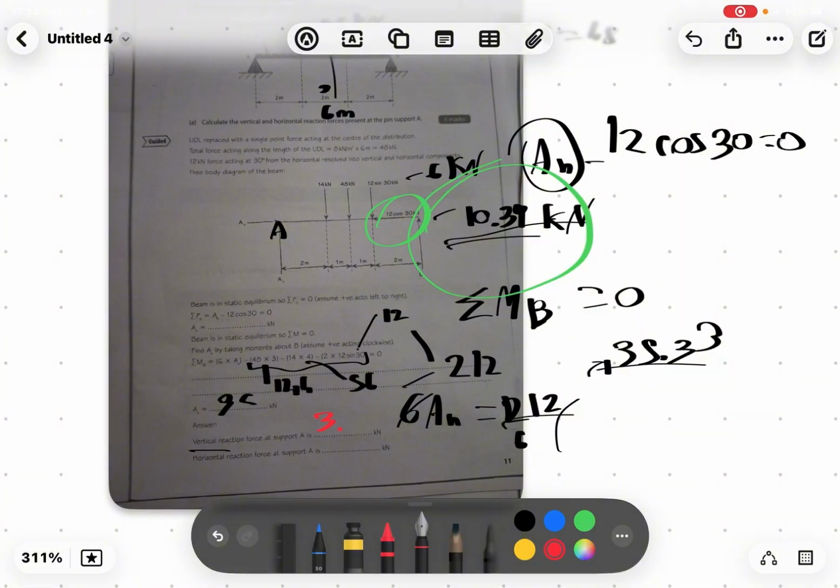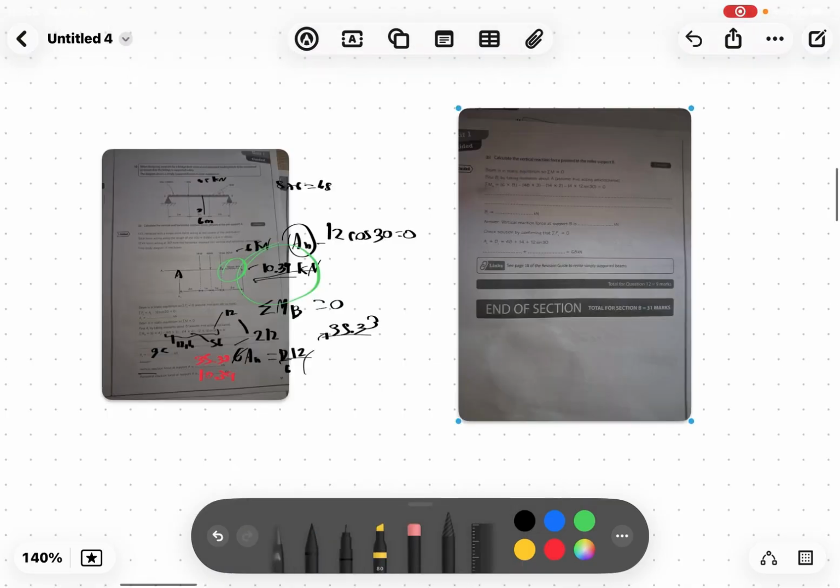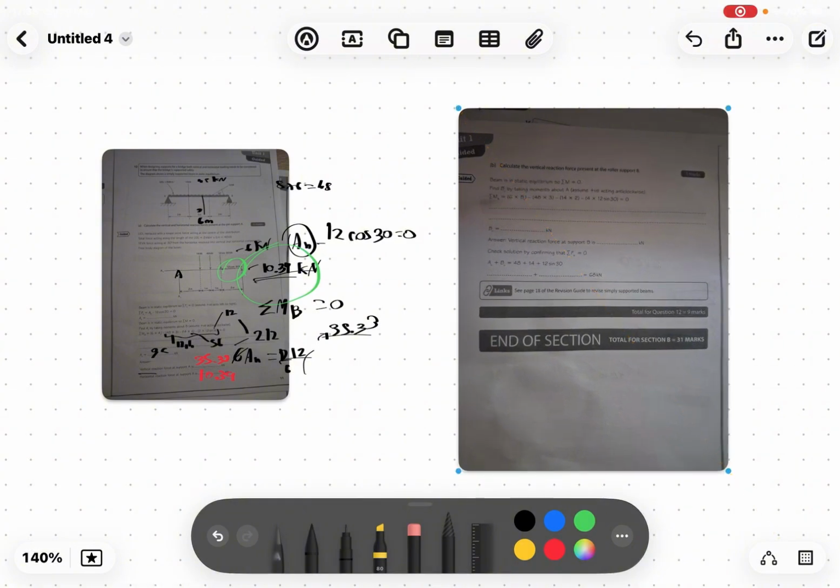So 35.33, because we just found it. That's the vertical. Horizontal, we already found it again. They cancel each other out, so it's the same as this one. So 10.39. And here's the B part to this same question.